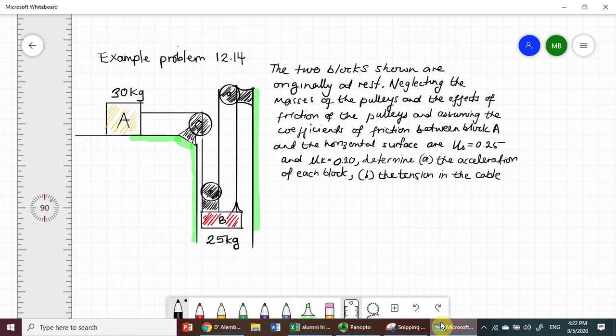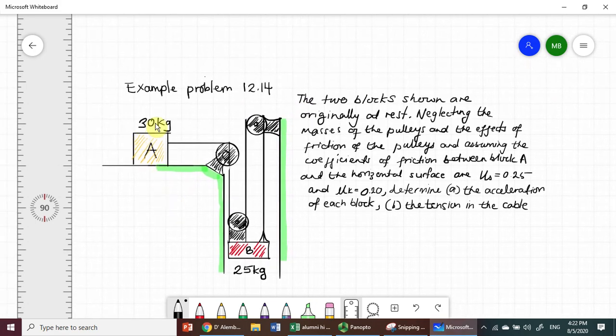So what we need to do is determine the tension of the cable, and calculate the acceleration separately for each block. But first we need to determine the direction of the block. Let's say we have block A here. Block A can either move to the left hand side or it can move to the right hand side.